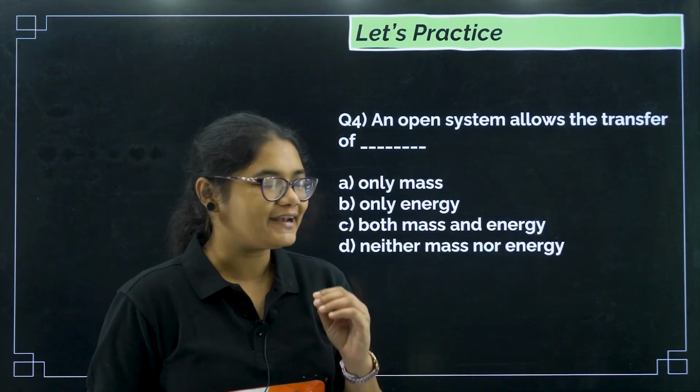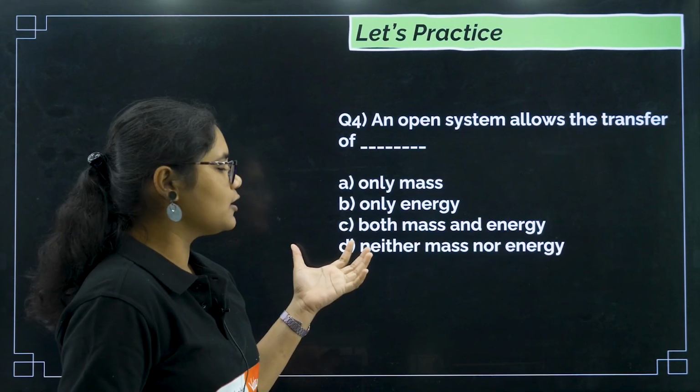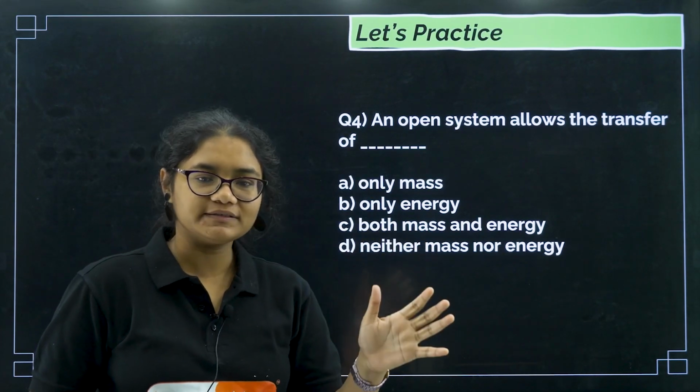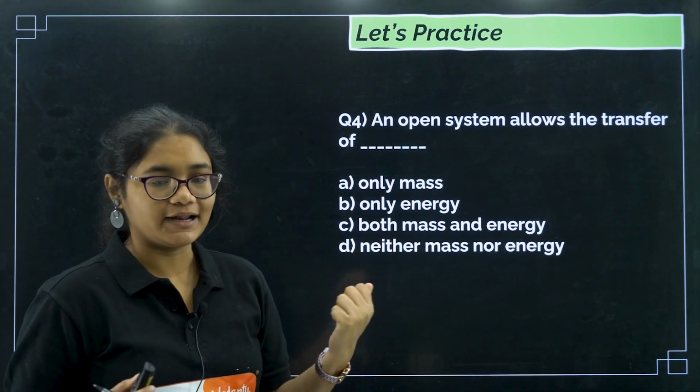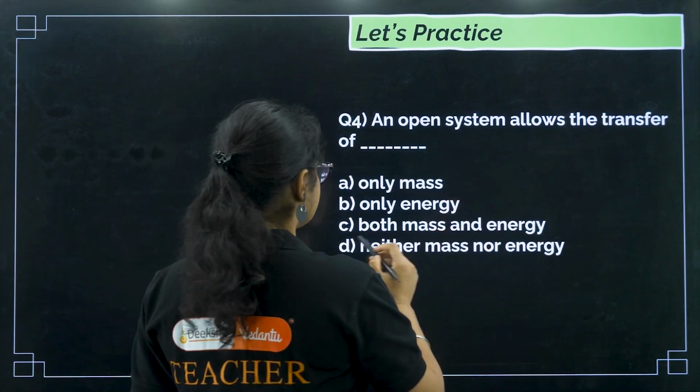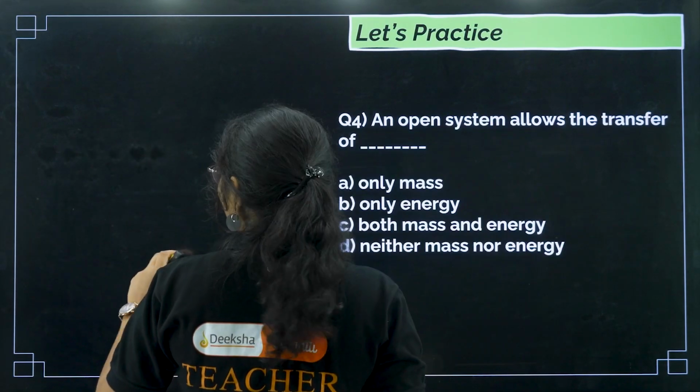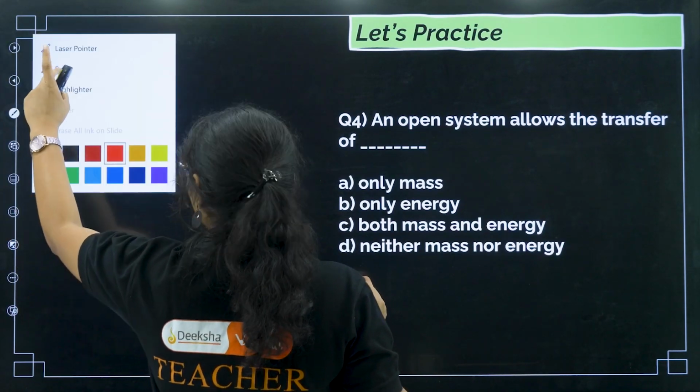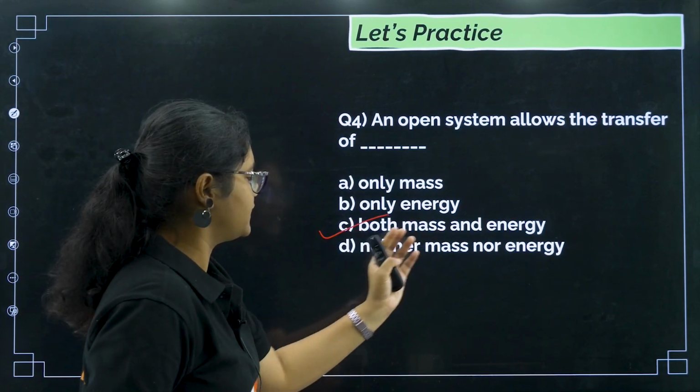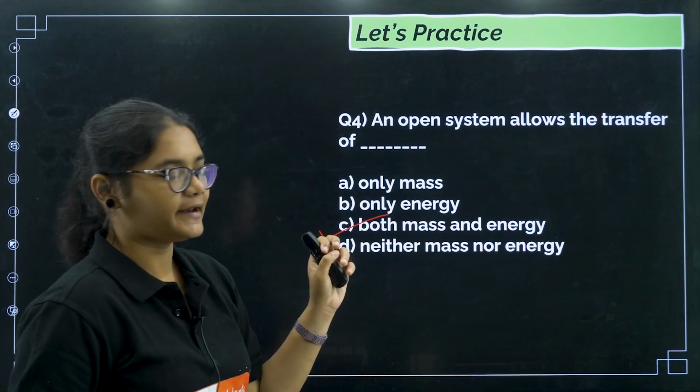Now let us see the next question. An open system allows the transfer of what? You know an open system means where both matter and energy can be exchanged. So it allows the transfer of both mass and energy. So option number C is the correct answer here.